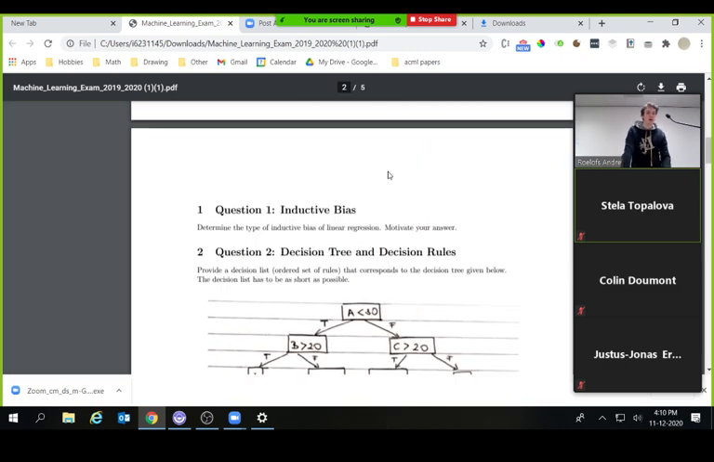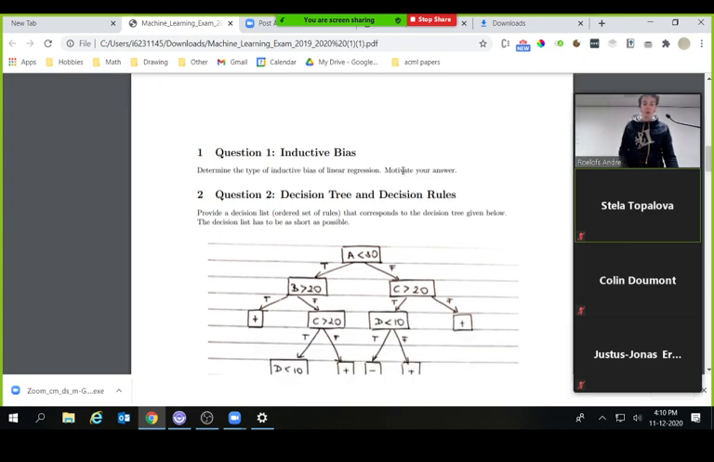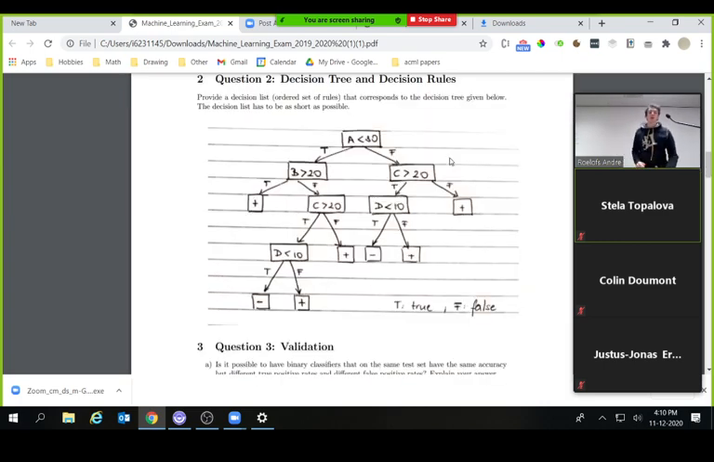Inductive bias is just a term that you have to learn and that you will never use outside of this course. But question 2 is more interesting because it's a trick question. I did it last year. And they want you to provide a decision list. And as you might remember, a decision list is, well, here.